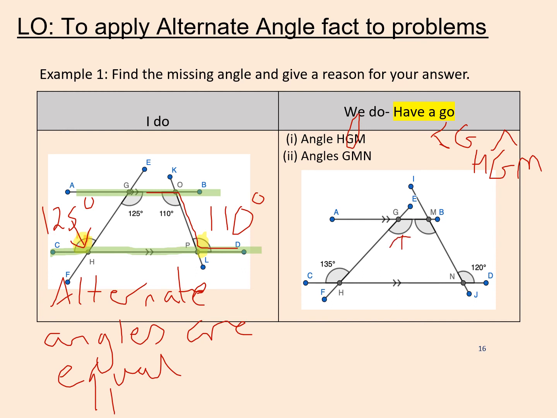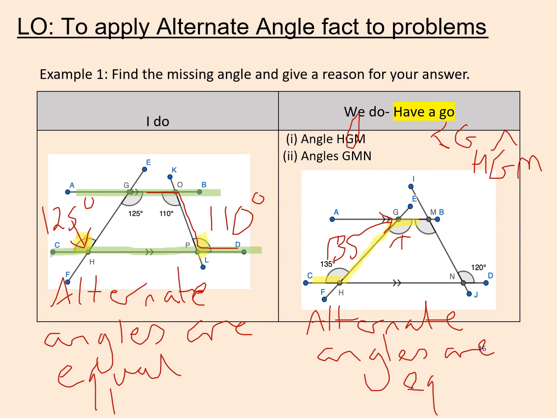I can see, again, I've got an alternate angle, which is what you've probably done, seen the alternate angle. So if this one is 135, then this one here has got to be 135. And I would have to write alternate angles are equal to get the mark. Okay, let's look at the other one then.